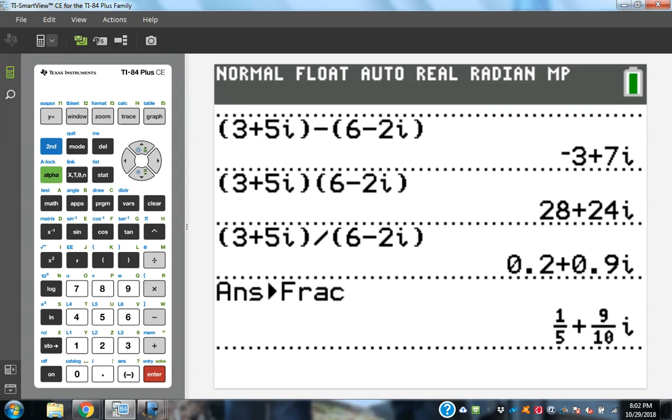The key to doing it with the calculator though is the parentheses. If you don't put the parentheses around it, it's going to mess it up. Okay, so be very careful of that on these problems. Be very careful of that. All right.